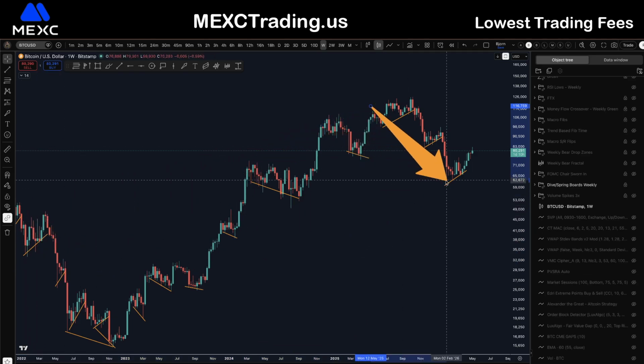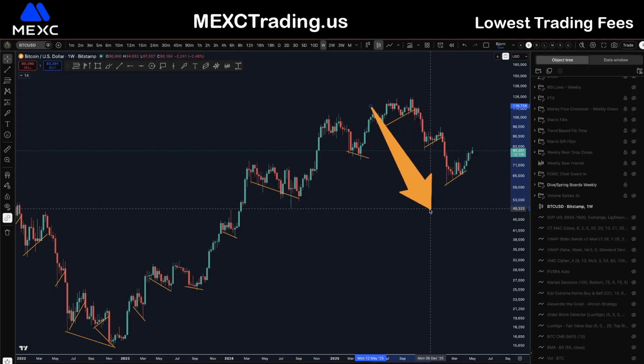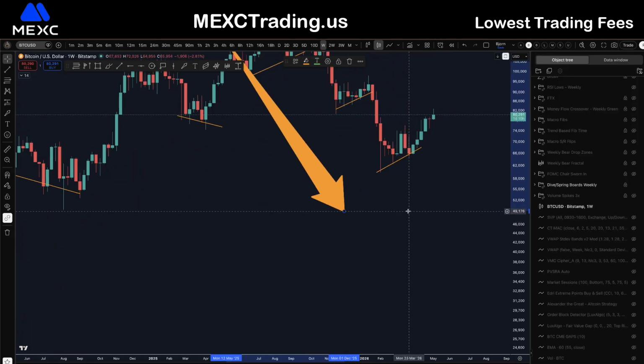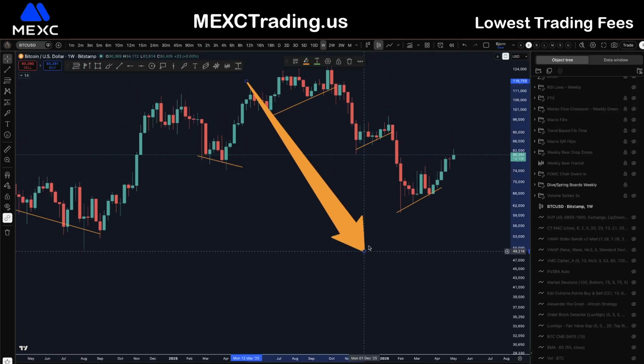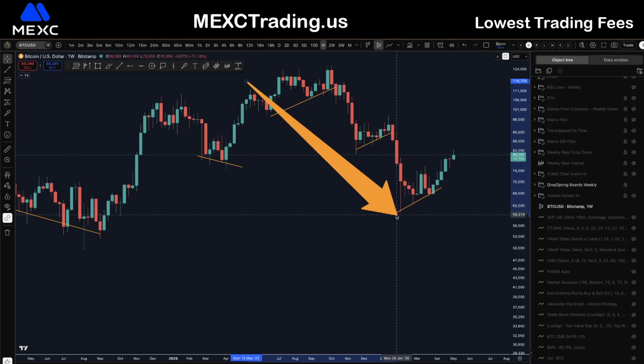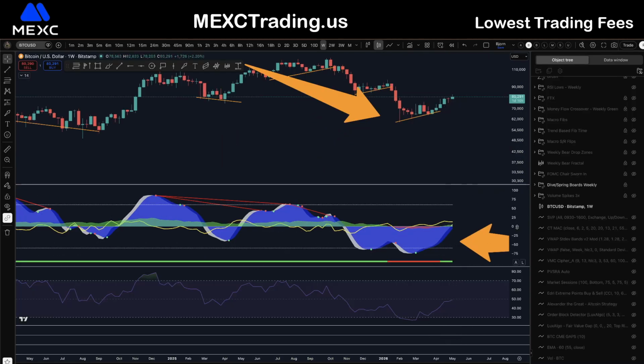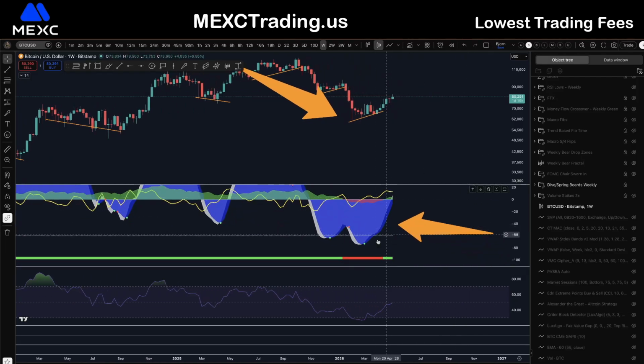You don't yet have a macro or even a local, guys. If we zoom in here, we don't even have a local springboard. None of this is a springboard. You don't have any lower lows. Therefore, you cannot have any divergence. You can't have any weekly divergence right here. There's no weekly divergences, right? Because you don't have a lower low to go in here, right?